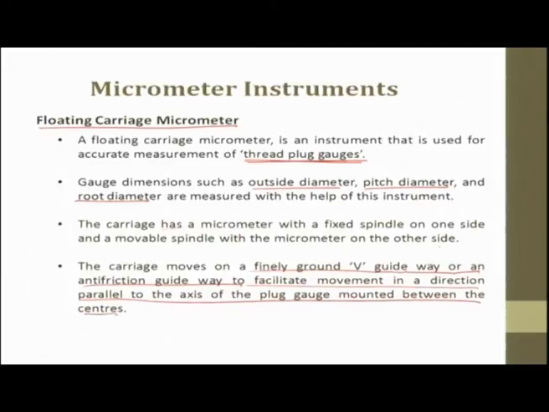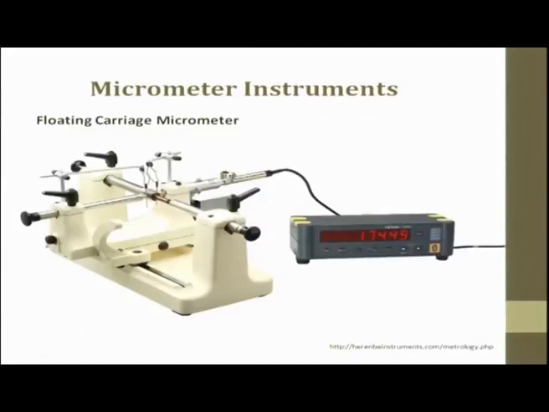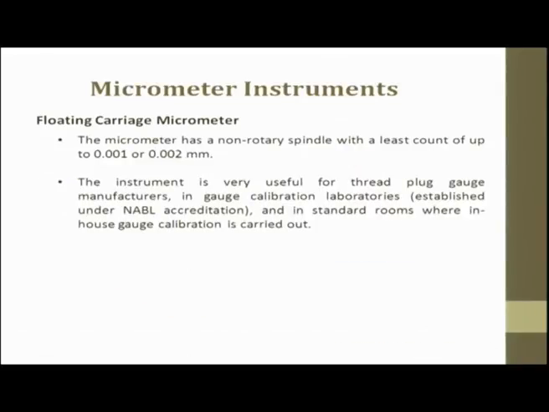The object is held between centers, and then you try to measure the root diameter and the thread profile using this micrometer. The micrometer has a non-stationary spindle of a least count of 0.002, that means to say microns. The instrument is very useful for thread plug gauge measurement in gauge calibration laboratories, which is there in NABL accreditations.